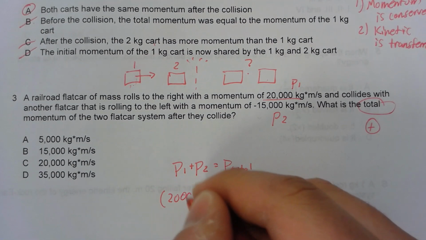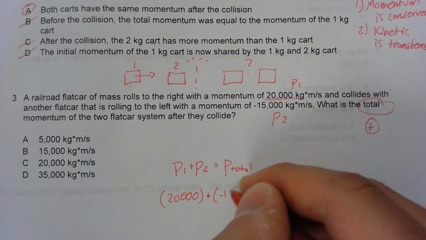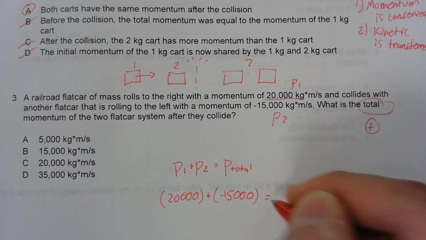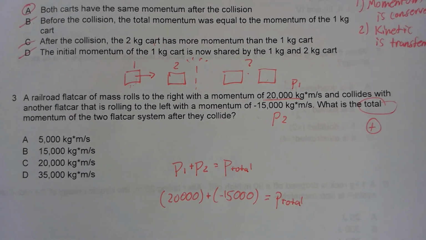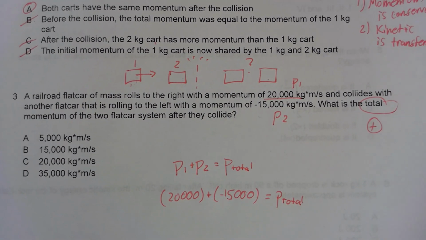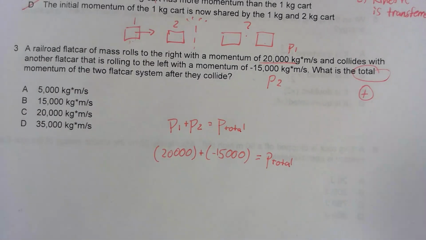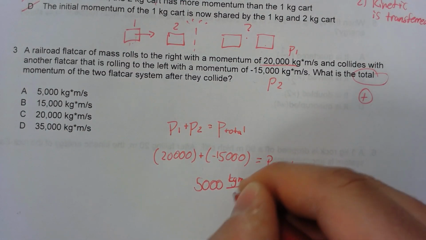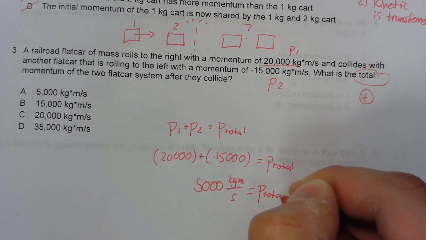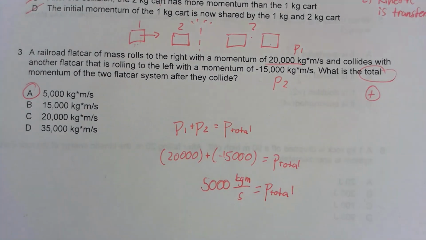So that's 20,000 plus negative 15,000 to get P total. You could put that into your calculator or do it in your head. 20,000 plus negative 15,000 gives you 5,000 kilogram meters per second, which is P total. Okay? So the correct answer is A. Let's keep going.